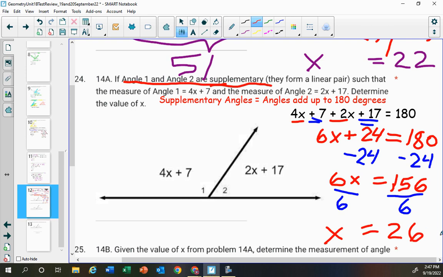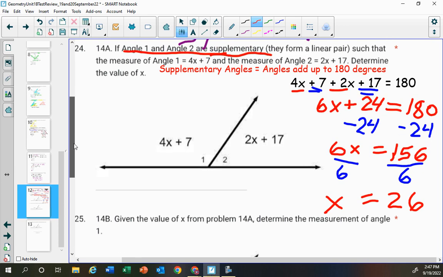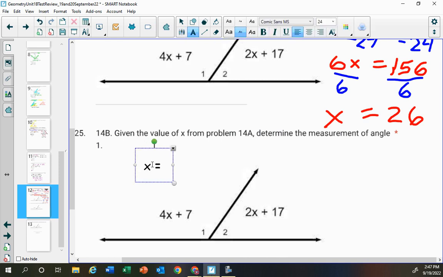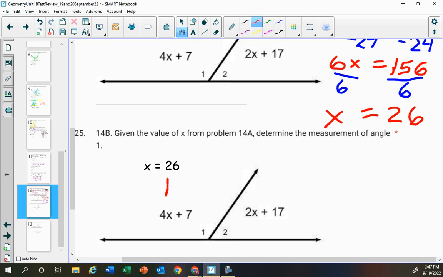You would have to substitute x, right? It just says to find that. Okay, for this one, you just solve for the x. So for 14. Okay, the next question. The next two, the last two are going to say x is 26. Plug it in. You're going to take your x equals 26. Plug it in.